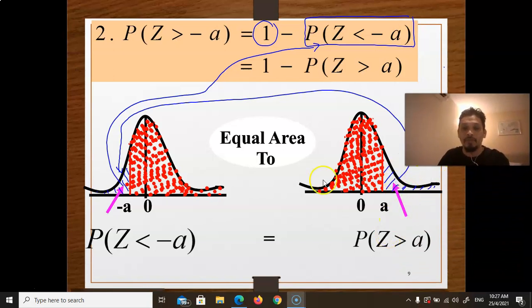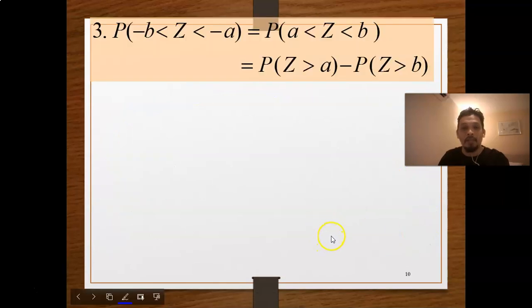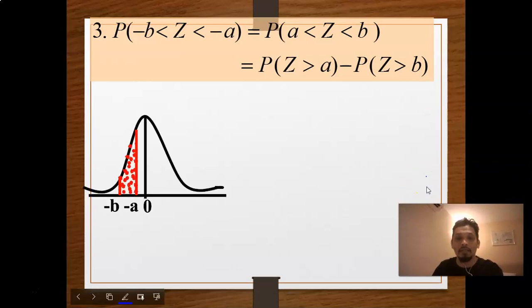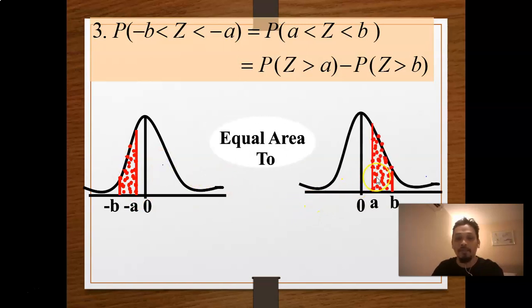There you go. So this area is equal to this area. Then next, we call the area between negative B and negative A. So if we bring this to the other side, there you go. Okay, it is the probability of Z greater than A.